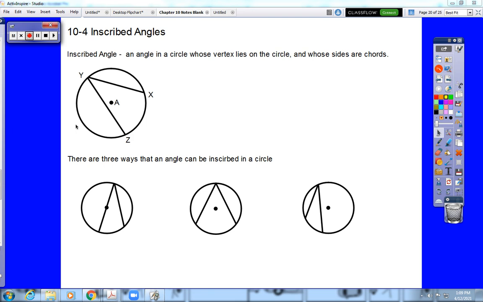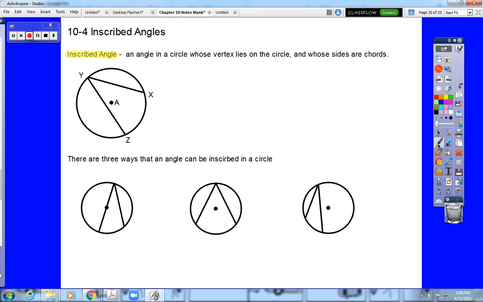Hey, so today we are discussing Chapter 10, Section 4, which is entitled Inscribed Angles. This is a relatively short and easy section as it deals almost entirely with one new vocab word, that being inscribed angle. Now, we've already talked about central angles. That's where the vertex lies at the center of the circle. That is different.